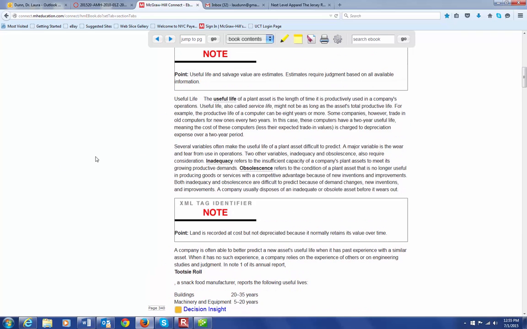So the useful life of a plant asset is the length of time it is productively used in a company's operation. Sometimes it's also called service life. For example, the productive life of a computer can be 8 years or more. Some companies, however, trade in old computers for new ones every 2 years. In this case, these computers have a 2-year useful life, meaning the cost of these computers less the expected trade-in values is charged to depreciation over a 2-year period. So you determine how long you're going to use that computer. If you believe you're only going to use it for 2 years, then you're only going to depreciate it over 2 years.